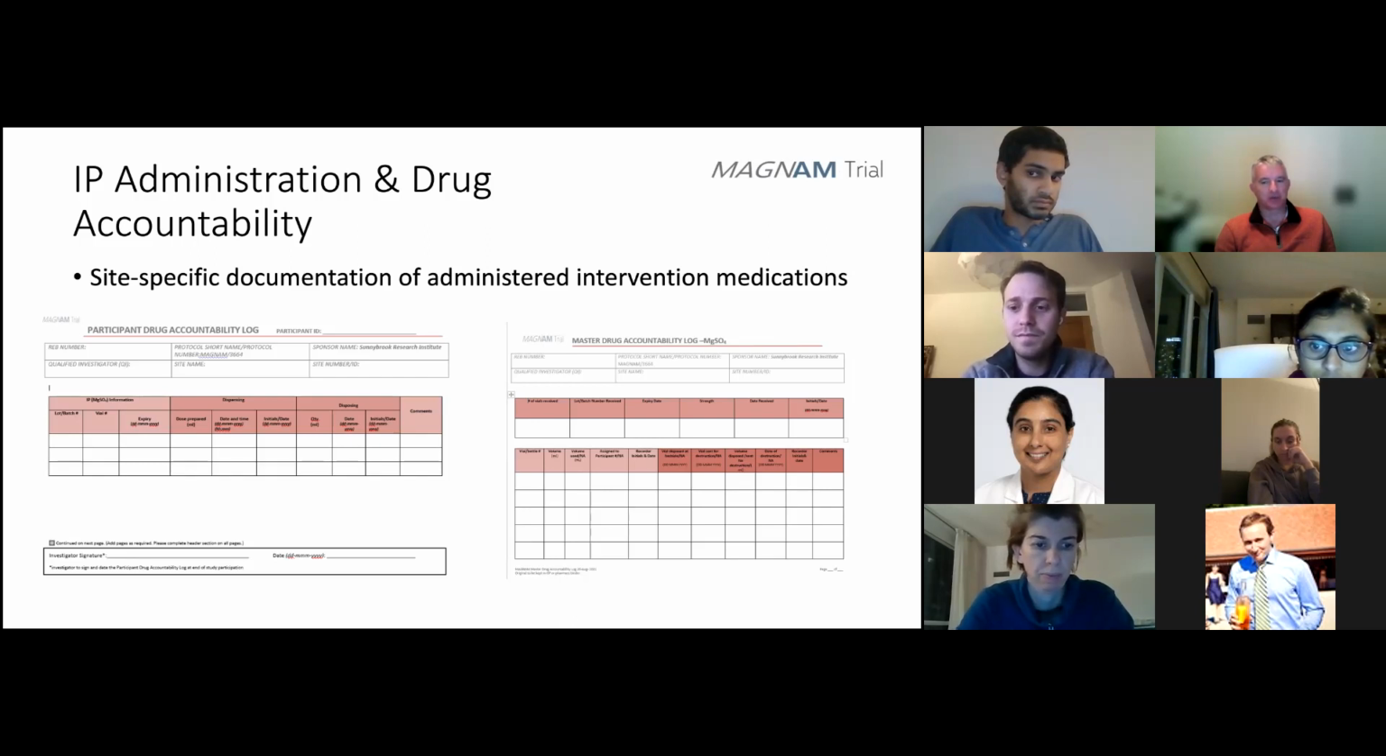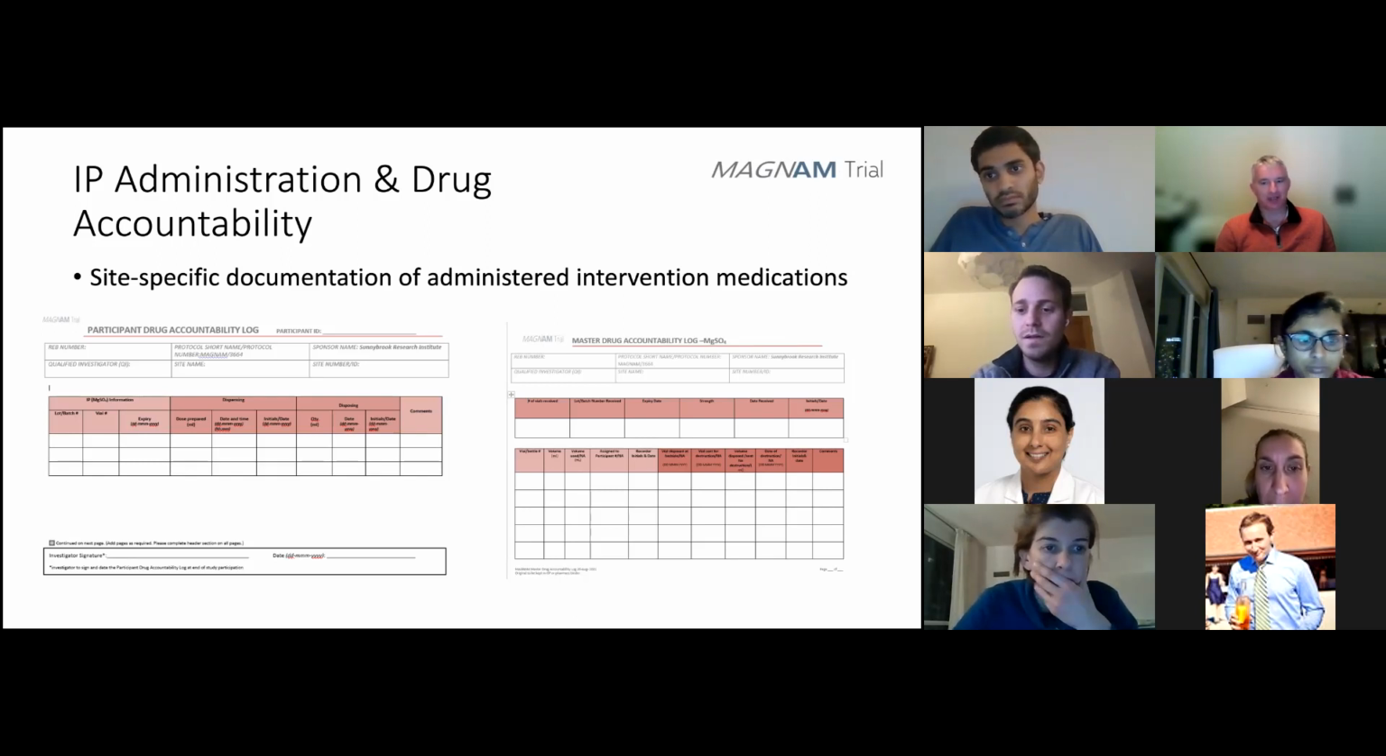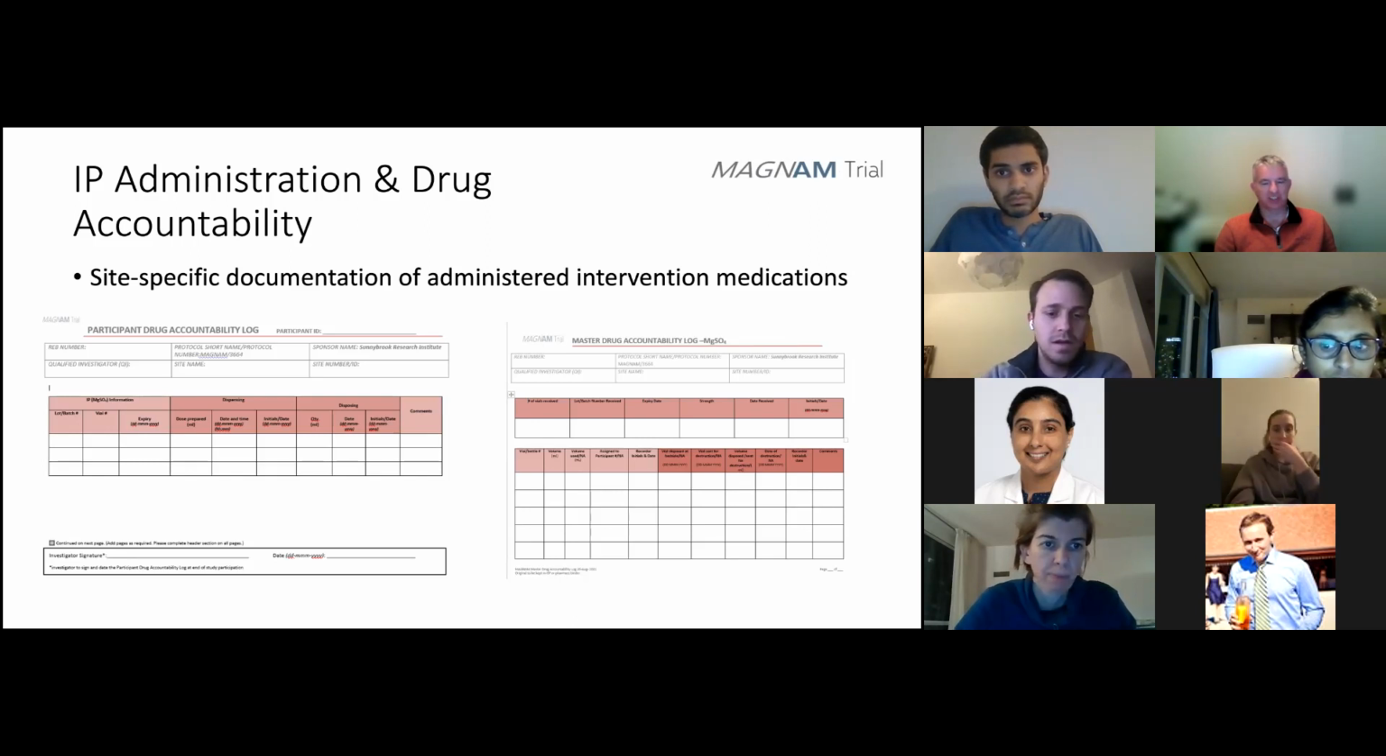So if a patient's been recruited, you'd want to go down and make sure you've worked out that they've taken the drug from the right place, the MAGNAM box, which will be a lock box, and this paper will be in the box and should be completed. If it's not, you'd have to ensure it was completed.